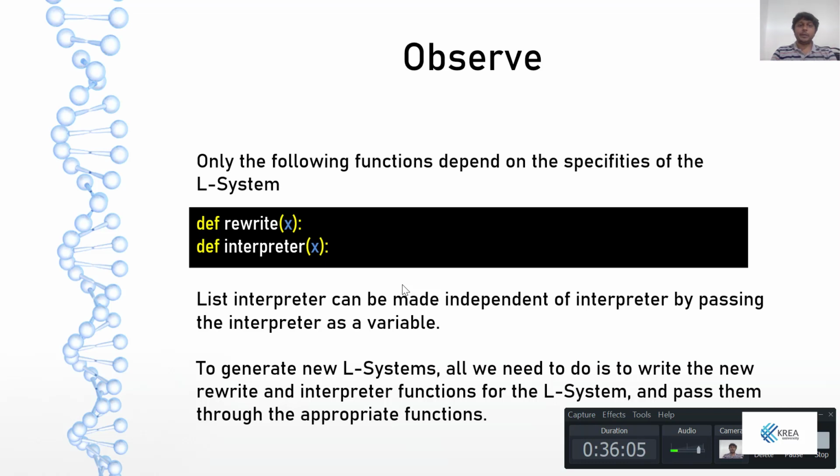So we go back to our code and we observe the following: only the following functions depend on the specificities of L systems, that is rewrite and interpreter. Only they depend on the kind of L system that we're really talking about. So list_interpreter can be made independent of the interpreter. Of course, if you notice, the way we use list_interpreter depends only on the list and not the interpreter, because we assume that the interpreter is already given. So it can be made independent of the interpreter by passing the interpreter as a variable, just like the way we wrote rewrite as a variable inside of iteration. So to generate new L systems, all we need to do is to write the new rewrite and interpreter functions for the L system and pass them through the appropriate functions. So you can just rewrite your functions again, use your list_interpreter again and just pass them.